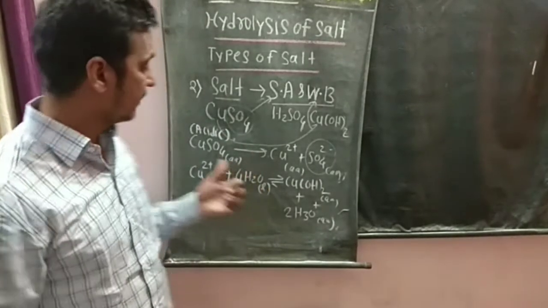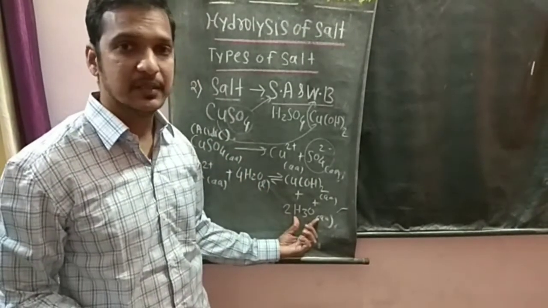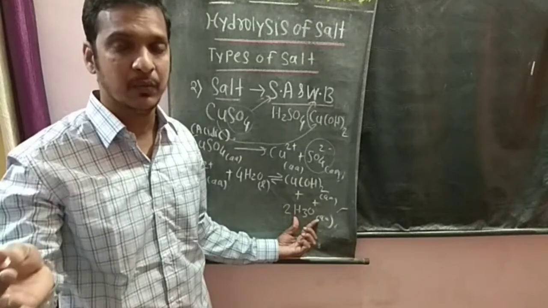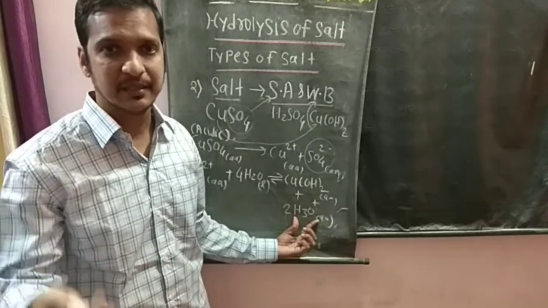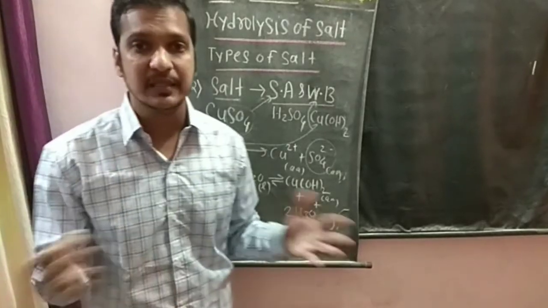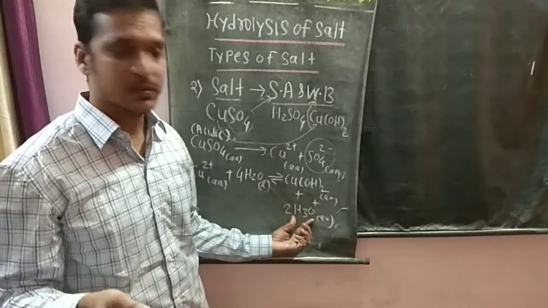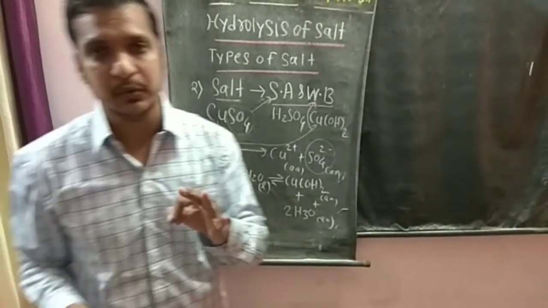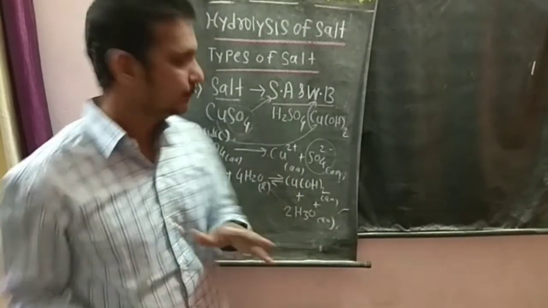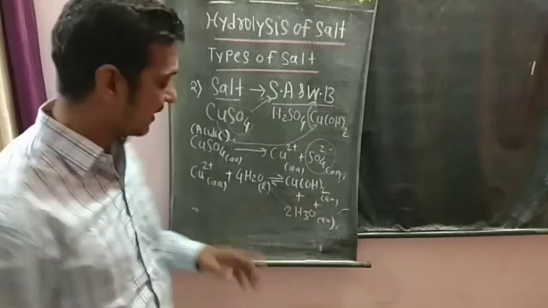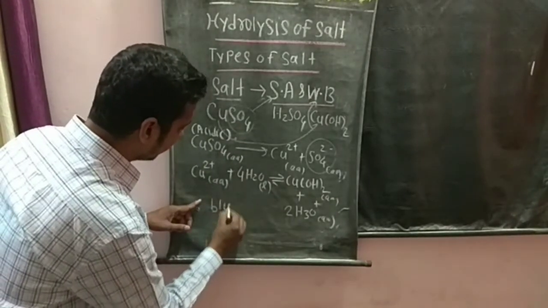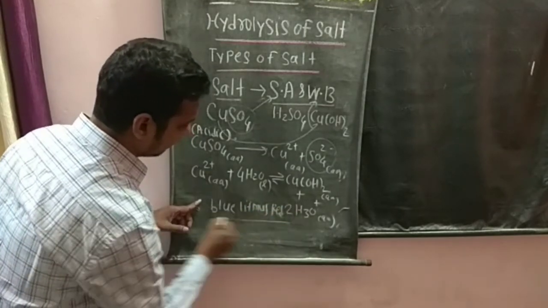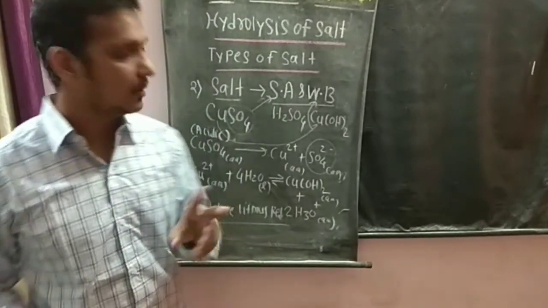Why is the aqueous solution of copper sulfate acidic? Because it contains excess H3O+ ions, and the species which carries positive charge is acidic, negative is basic. So the copper sulfate aqueous solution is an acidic one, and we know an acidic solution turns blue litmus red. So that was regarding the second salt which is obtained from strong acid and weak base.